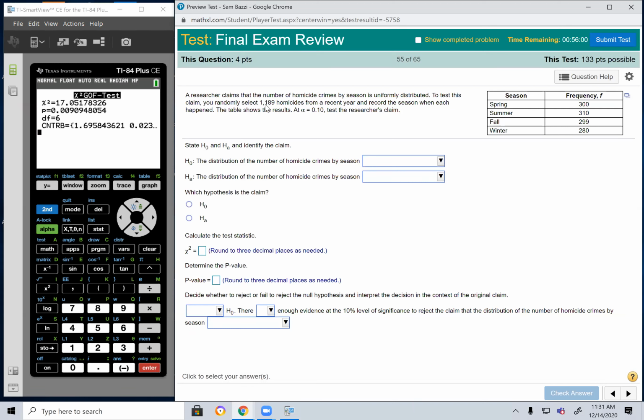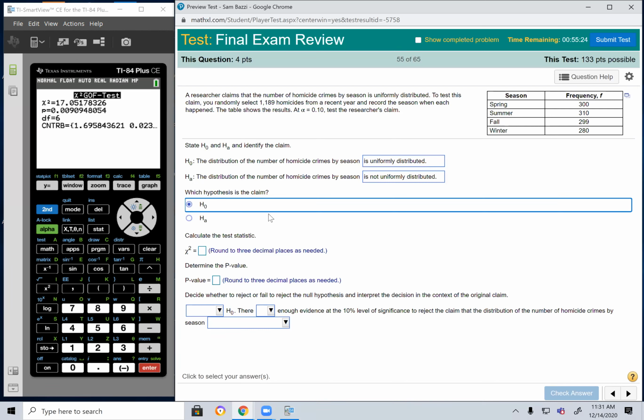All right, a researcher claims that the number of homicides by season is uniformly distributed. To test this claim, you randomly select 1,189 homicides from a recent year and record the season when each happened. Here, H0: the distribution of the number of homicides by season is uniform. HA: the distribution is not uniform. Test the claim. The claim is that the number of homicides is uniform, which means it is in H0.